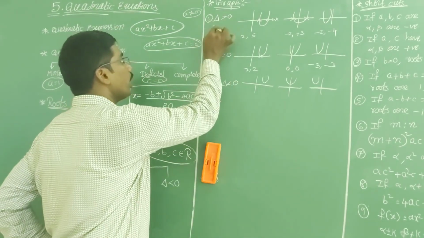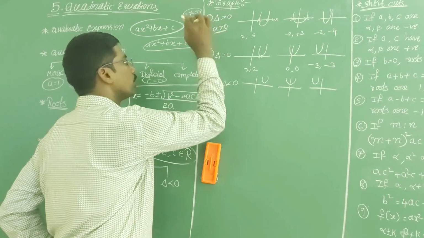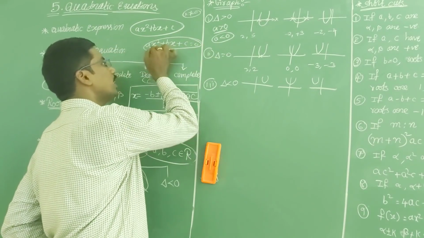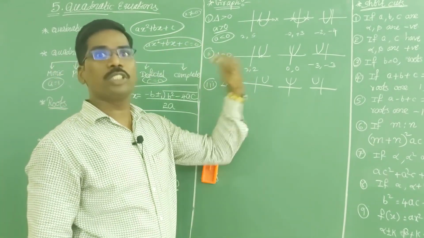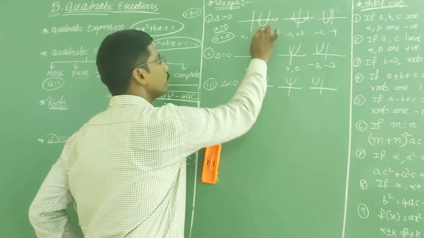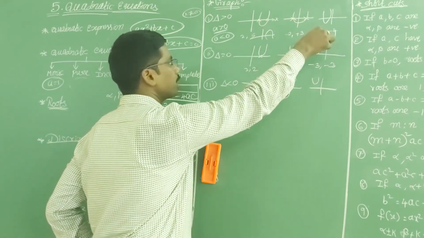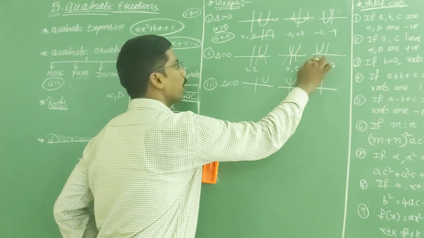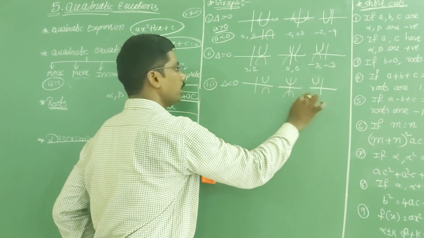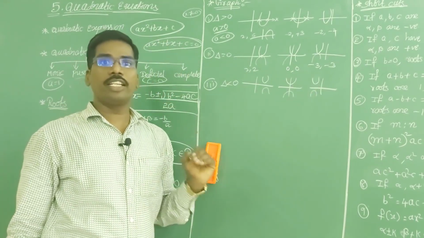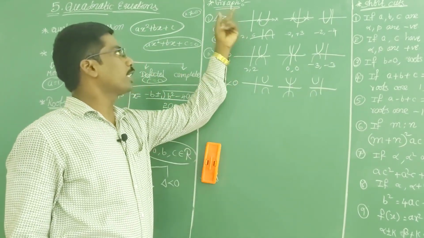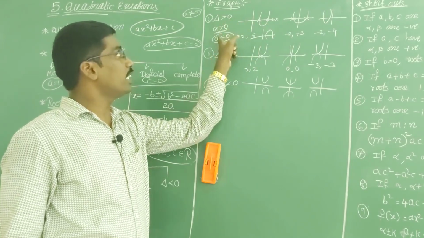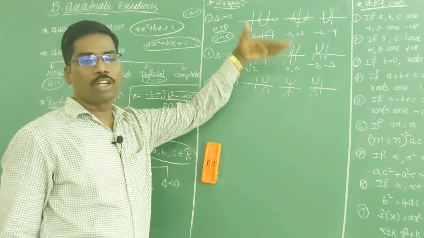If delta is greater than 0 and a is greater than 0, the graphs are as before. If a is less than 0, in ax square plus bx plus c is equal to 0, the graphs will be in the opposite direction, downwards, like this. Here also the graph will be like this. So that is the condition you have to remember. If a is greater than 0 and delta is greater than 0, the previous graphs. If delta is greater than 0 and a is less than 0, we have to consider the graph downwards.